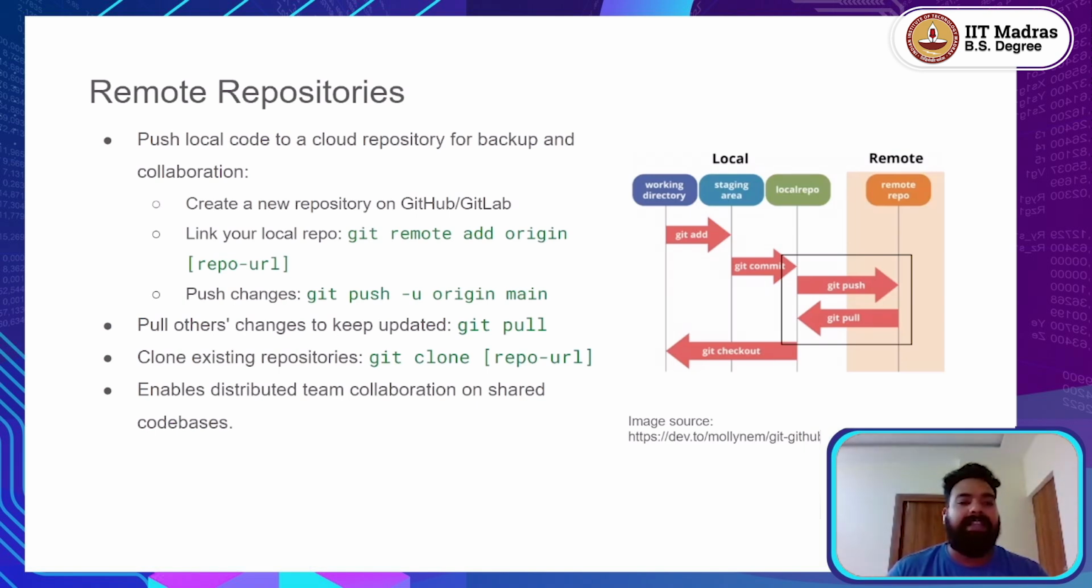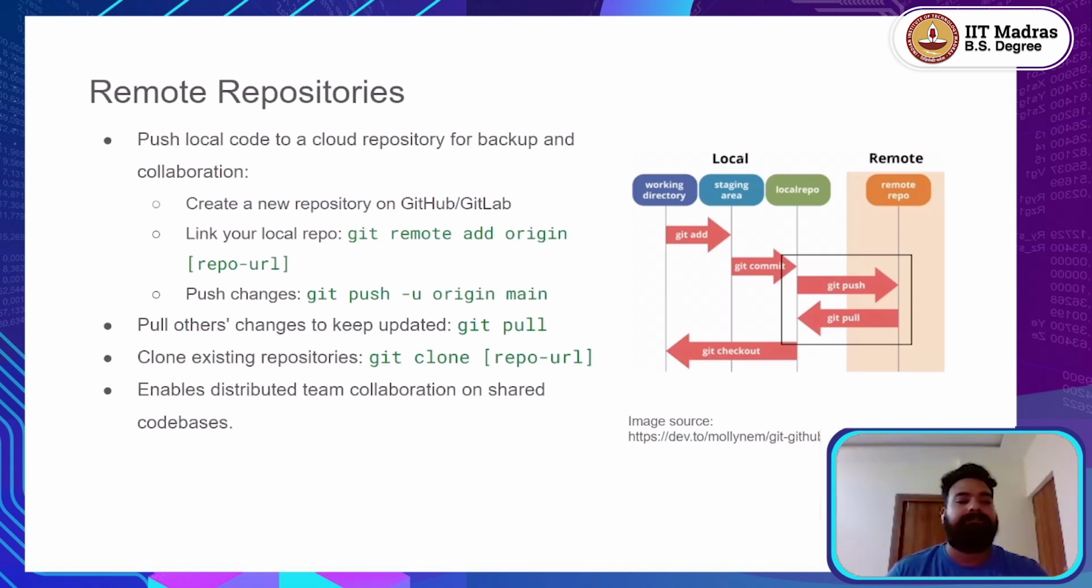Once the connection is set, you can push your local commits to the cloud with git push -u origin main. This uploads your code to the main branch of your remote repository. If you need to bring down changes made by others, you use git pull. And if you want to start working on someone else's project, you can clone their repository with git clone, again followed by the repository URL. This ability to push and pull code enables teams distributed across the world to collaborate on the same code base efficiently.